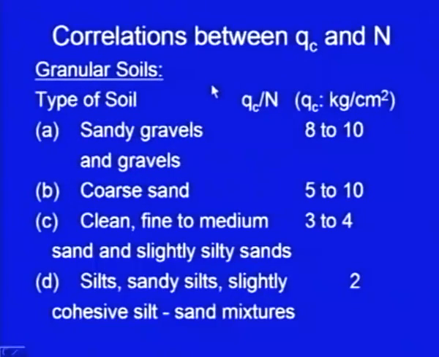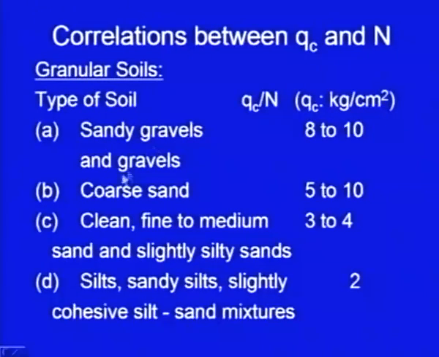Here are only a few correlations I am giving. There are several correlations available in the standard books. So, this is one of the correlations. Here it is the type of soil, and this is the ratio QC upon capital N. N is the penetration resistance, SPT penetration resistance, and QC, please note, is in kg per centimeter square.